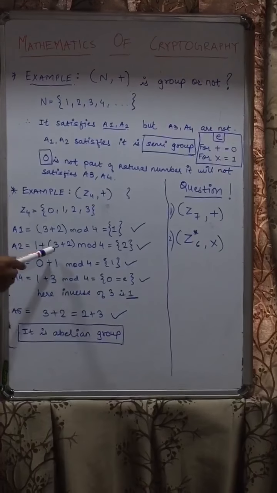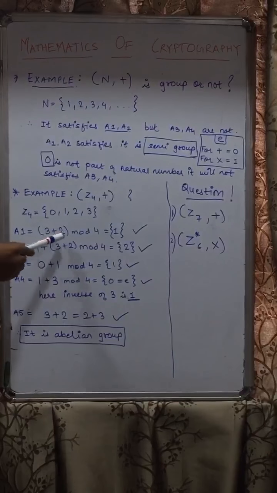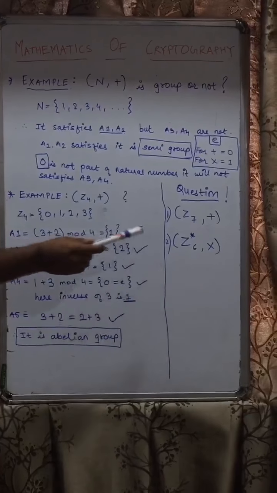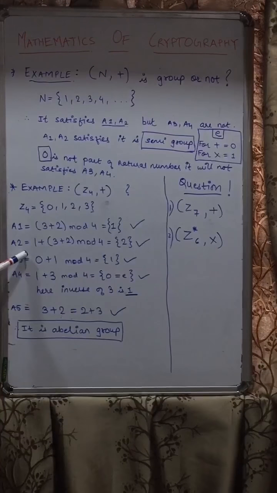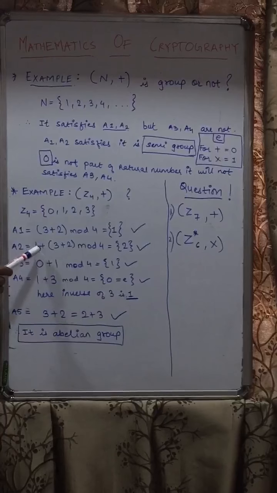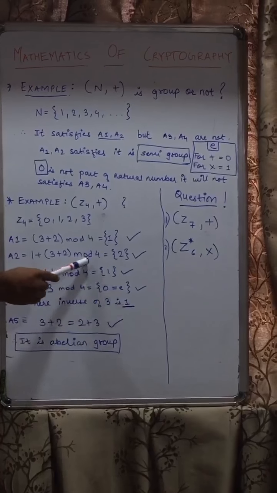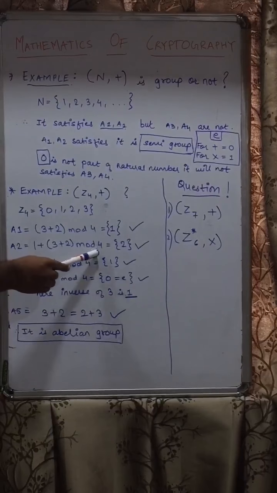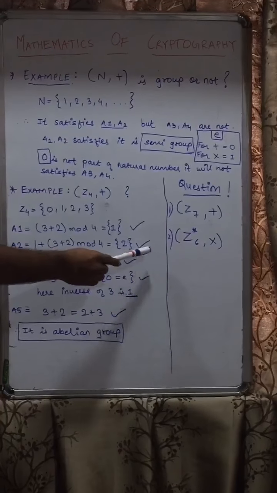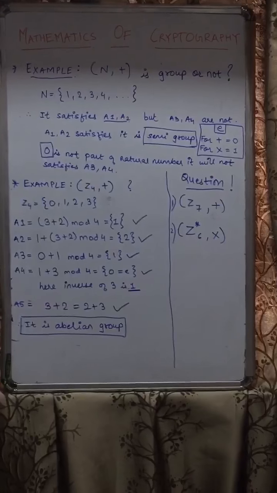The numbers we choose for A and B are 3 and 2. So 3 plus 2 is 5, and 5 mod 4 gives 1. 1 is in our domain, so it satisfies. Number 2 is the associative property. We take (1 plus 3) plus 2 mod 4, or we can take 1 plus (3 plus 2) mod 4, which gives answer 2. 2 is also in our domain, so this property also satisfies.